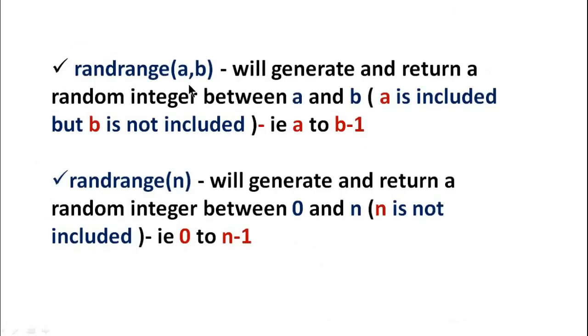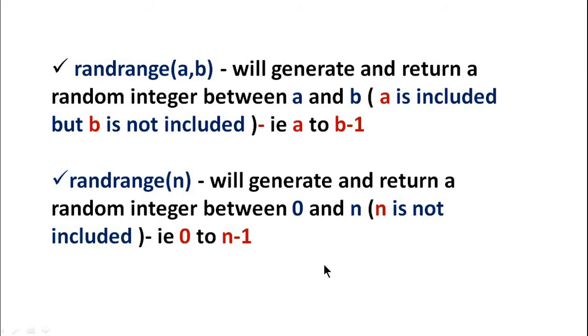The function randrange(a, b) will generate and return a random integer between a and b. A is included but b is not included. That is from a to b minus 1. Then what about if only one argument is given, randrange of n? Then it will consider the starting value as 0. That is, it will generate and return a random integer between 0 and n, but n is not included. That is, the values are from 0 to n minus 1.